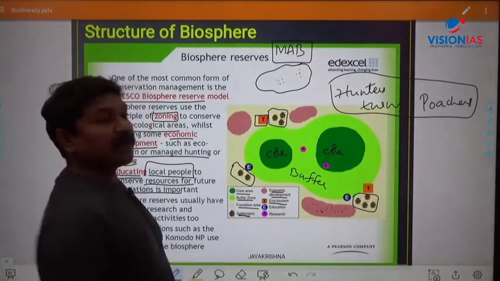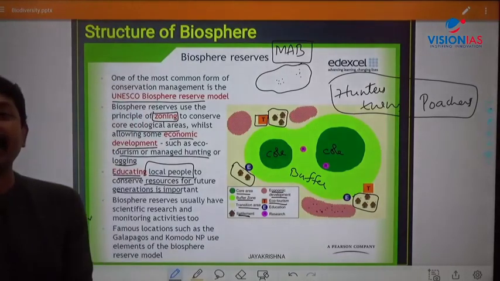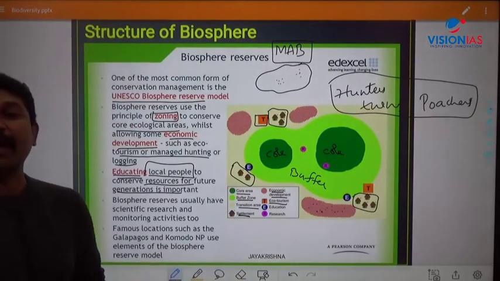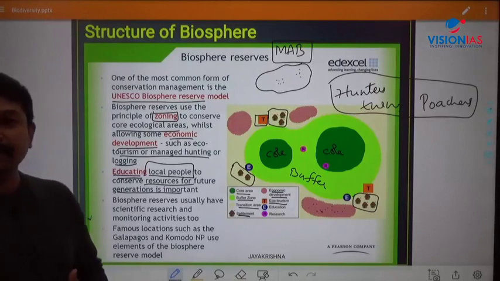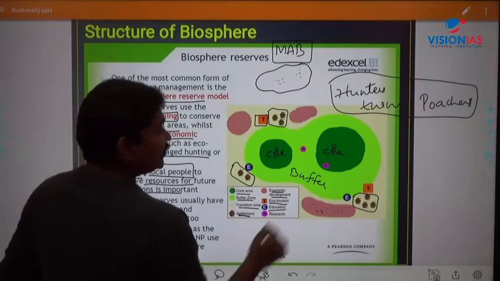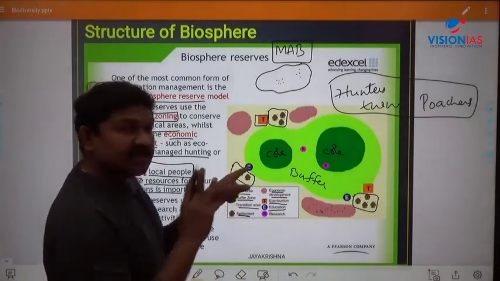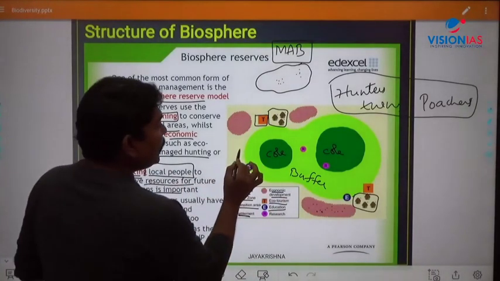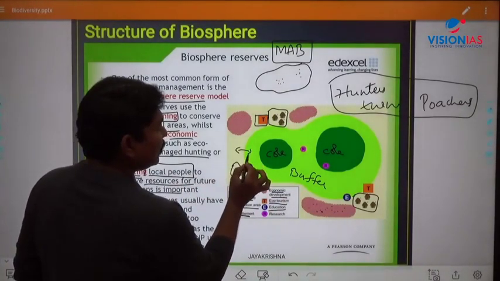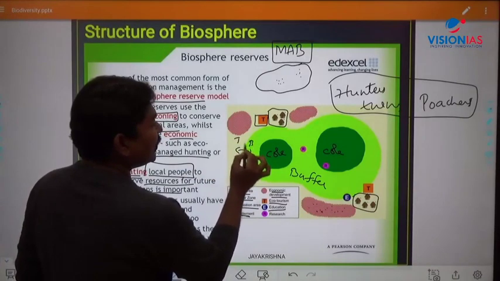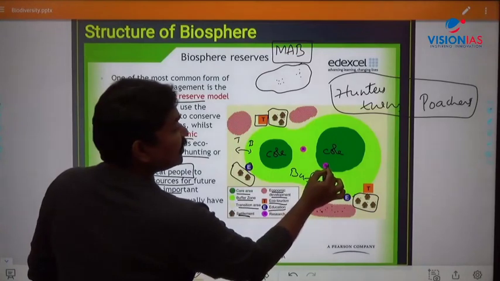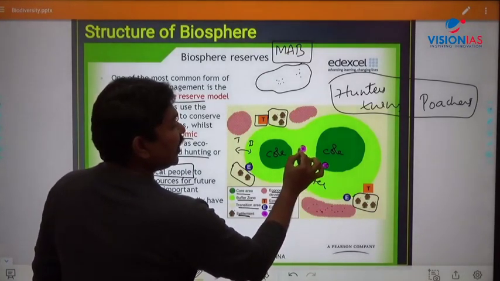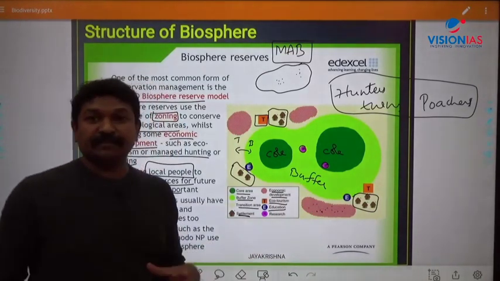Like maybe you can find a small lake in that one, where you can allow the people to take a bath, maybe for health tourism. Then the education purpose. See, education has an overlap between the core and the buffer, and the transition and the buffer. Education is different from research.